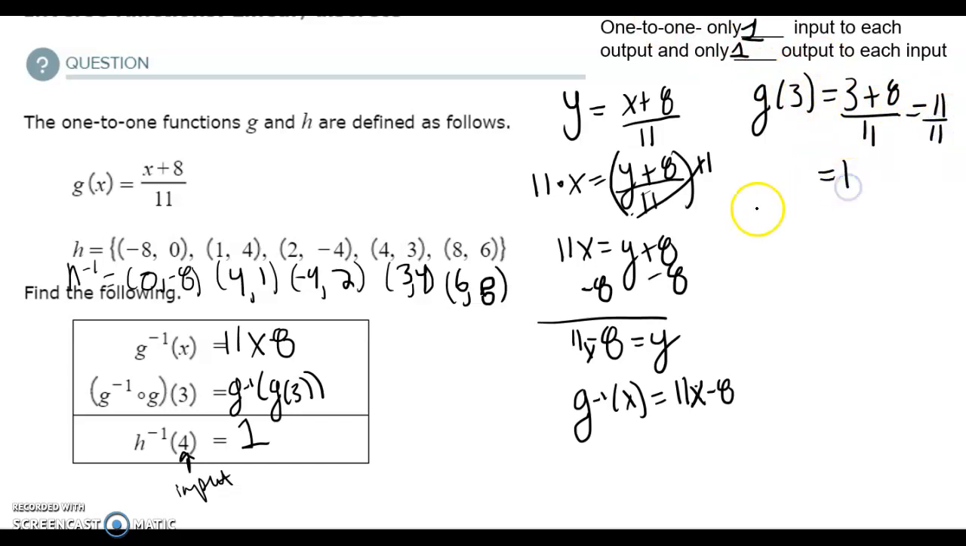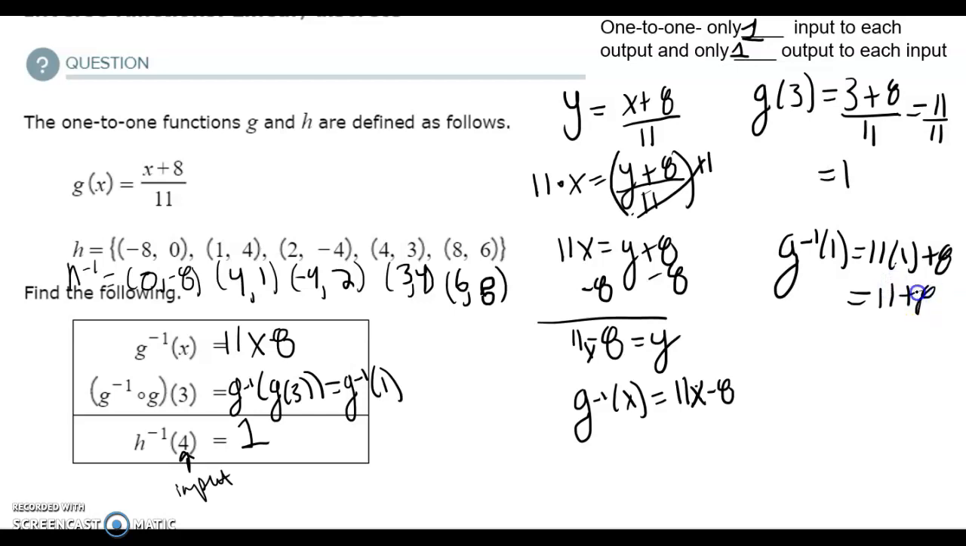Or just 1. So now I know this is really asking for the inverse of 1. So I'm going to take the inverse function, and wherever I see an x, I'm going to put a 1. And that gets me 19.